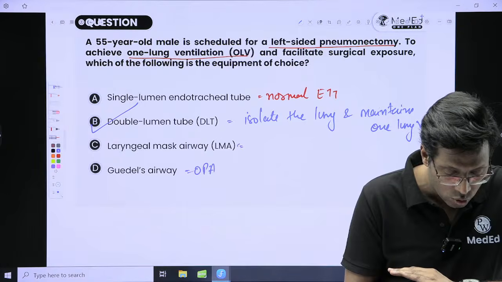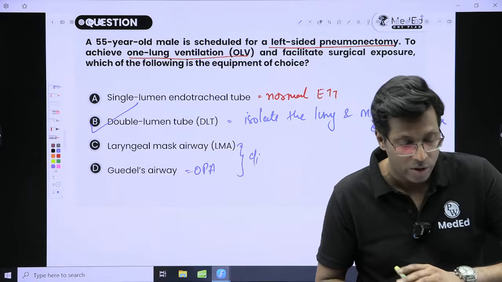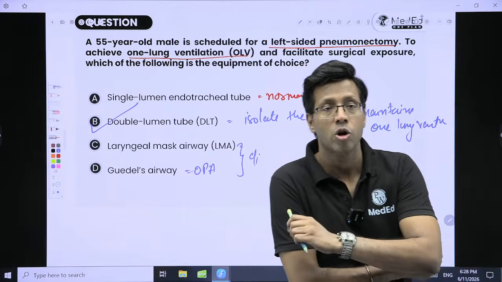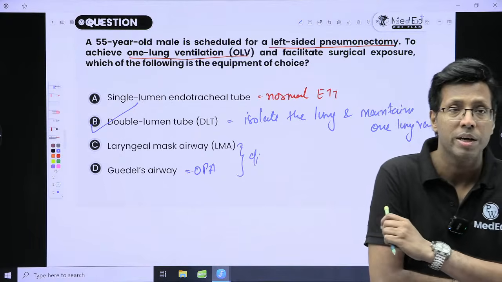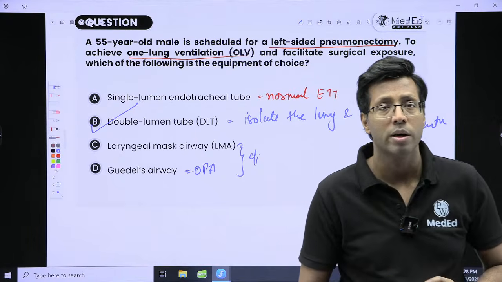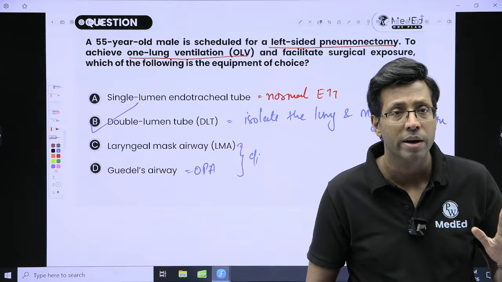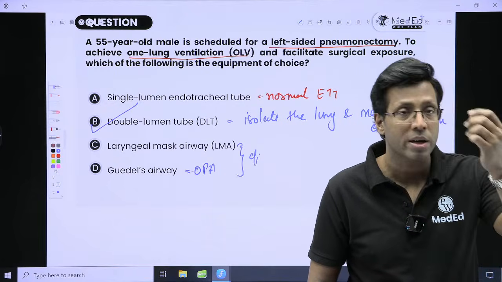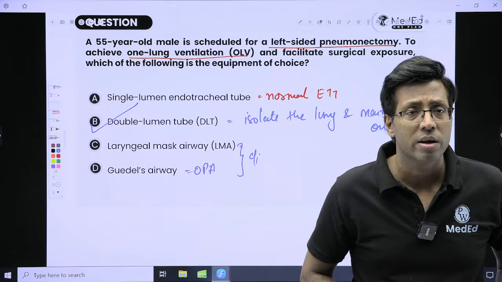Okay, these two are contraindicated there. Why can you use LMA for a surgery? It will not be possible. So the correct answer is B, double lumen tube. Absolutely correct. I got the answers also from most of them. Correct. B, double lumen tube is correct. So doctor, everyone has given a correct answer, I think.